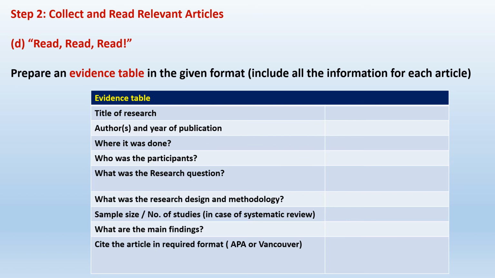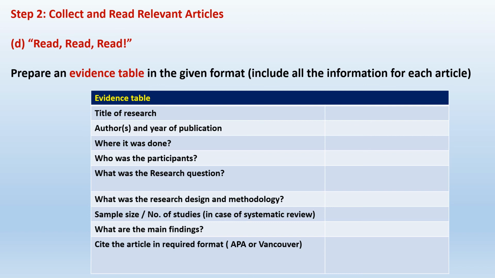Then you have to mention the main finding. They have mentioned, okay, among the patients, neuropathy was the most common complication, followed by ophthalmic complication or renal complication, like that. So what are the main findings? Then you have to cite the article in whichever format you need. It can be APA format, APA is American Psychological Association format, or Vancouver format. You have to cite it. So these are the components of the evidence table.